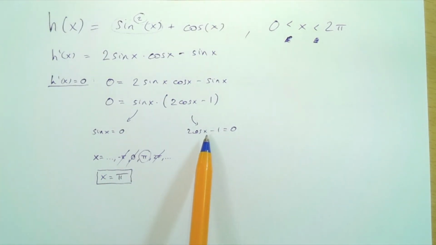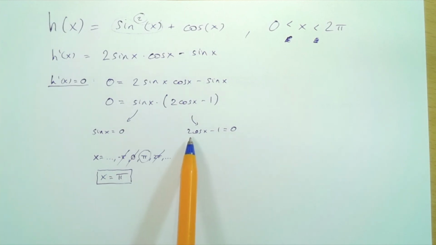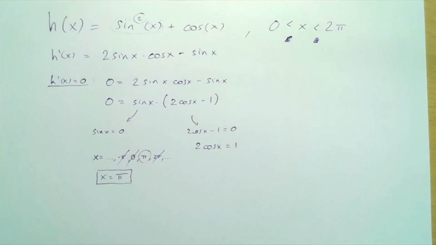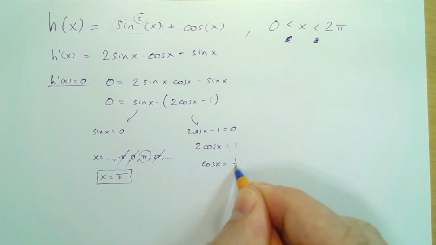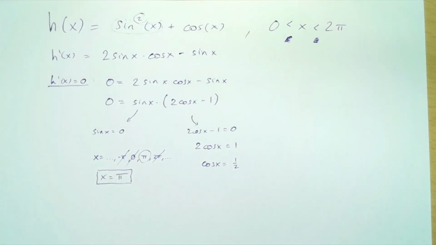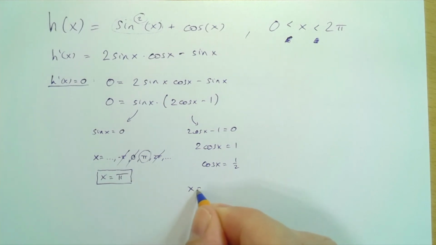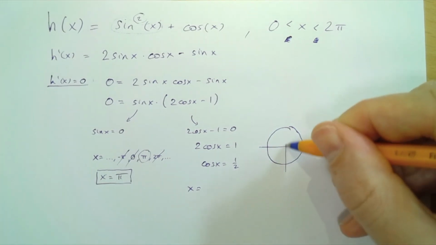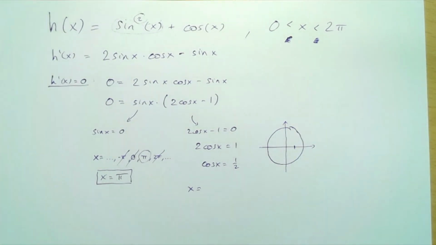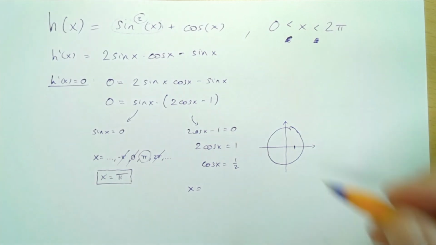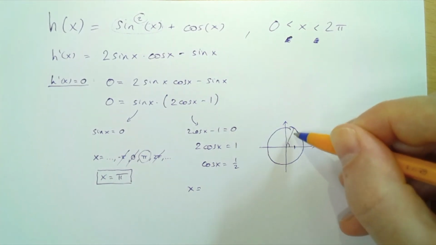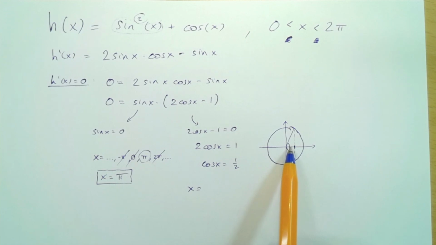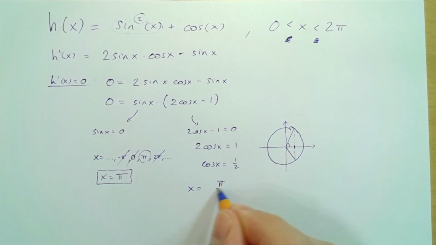The other way that h prime of x could be equal to 0 is if 2 cosine x minus 1 equals 0. So let's solve this one. 2 cosine x equals 1, cosine x equals 1/2. Using what you've learned in pre-calc, you should be able to find that, let's make a little sketch. Cosine of x equals 1/2, x is an angle, it's going to happen here and here. Now, for the one in quadrant 1, it's easy, x equals pi over 3.